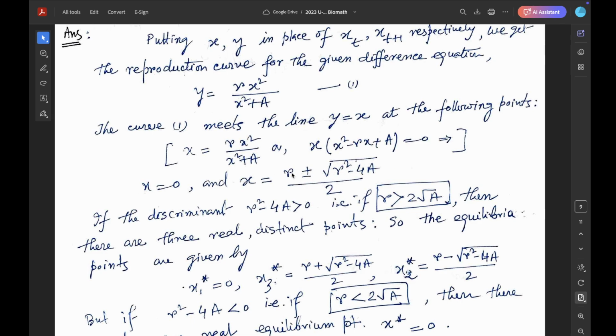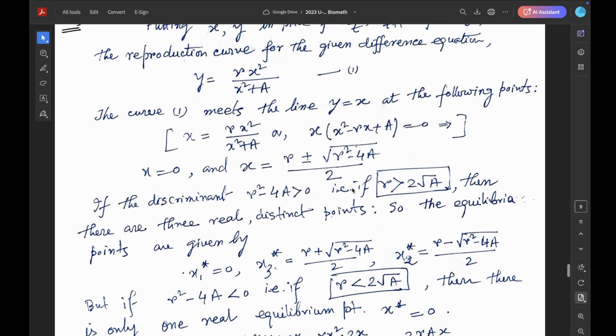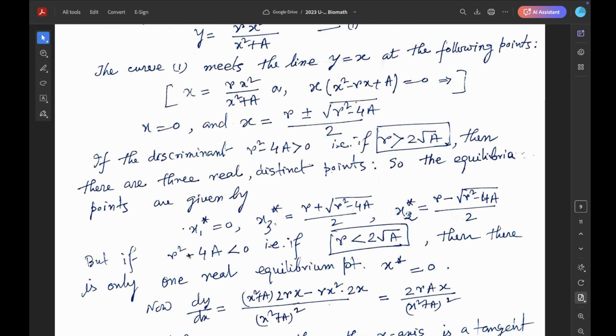So using the formula: minus b plus or minus root over b square minus 4ac, divided by 2a. Now the discriminant r square minus 4a is greater than 0, that is if r is greater than 2 square root of a, then there are 3 real equilibrium points. So the equilibrium points are given by x1 star equal to 0, and x2 star equal to r minus square root of r square minus 4a, by 2, and x3 star equal to r plus square root of r square minus 4a, by 2. But if r square minus 4a is less than 0, this is imaginary. When r is less than 2 square root of a, then there is only one real equilibrium point, x star equal to 0.